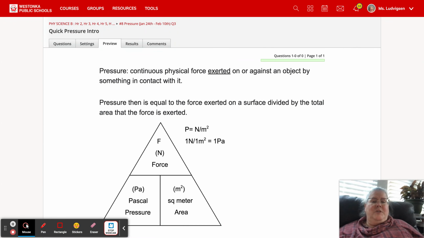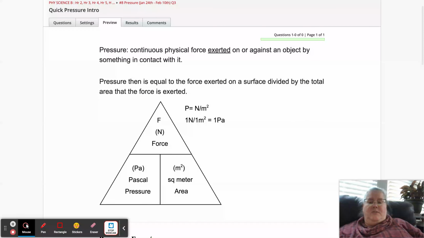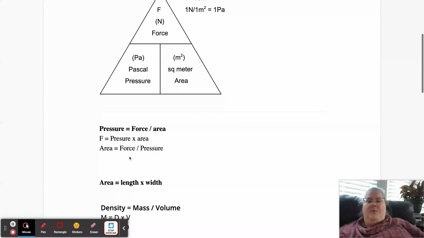Mathematically, pressure is equal to the force exerted on the surface divided by the total area over which it's exerted, which is basically saying pressure is force divided by area. And down here I have the three different ways. Pressure is force divided by area. If I solve for force, it's pressure times area, and area is force divided by pressure.